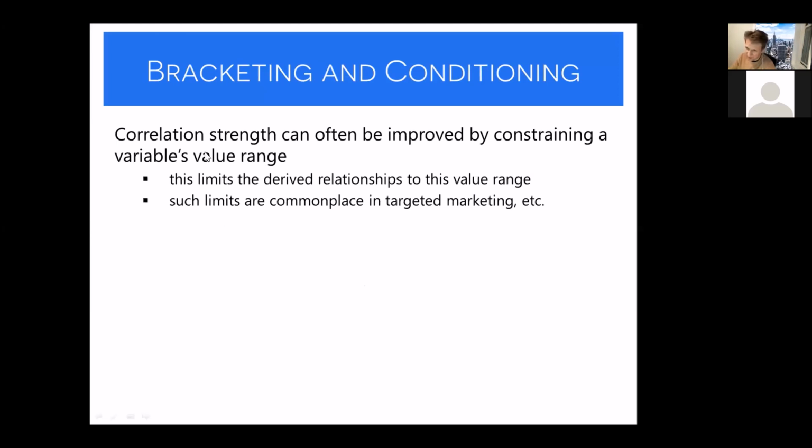Now let's talk more about parallel coordinates and correlation, and that correlations are usually confined to certain areas, okay? Correlation strengths can be improved by constraining an attribute's value range. So let's talk about that. Look at this one, for example, these two attributes, price and sales.